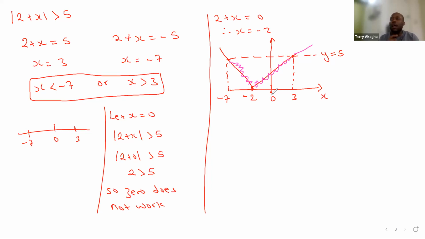I'm tempted to just add one more. Let me see if I have more time. Just add one more quickly. And let's see, same thing. We have, let's say, 3x minus 2 is greater or equal to 6, for instance.